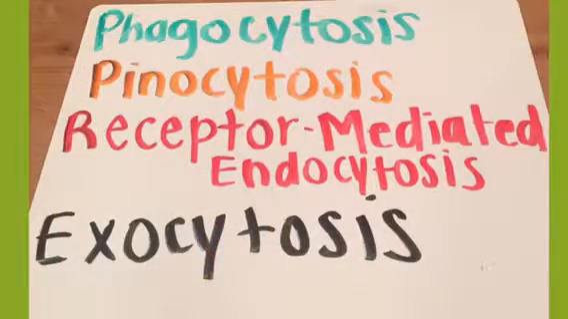Bulk transport, also known as endocytosis, is when a single-celled organism engulfs large molecules or nutrients. This type of transport also requires energy. There are four ways this can occur: phagocytosis, pinocytosis, receptor-mediated endocytosis, or exocytosis.